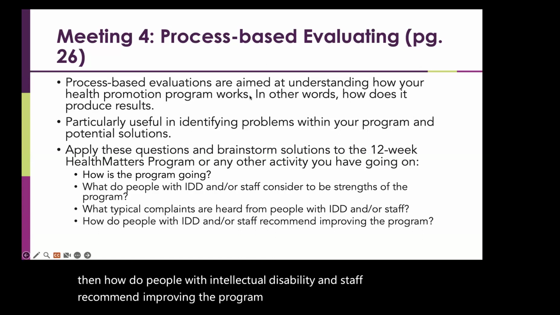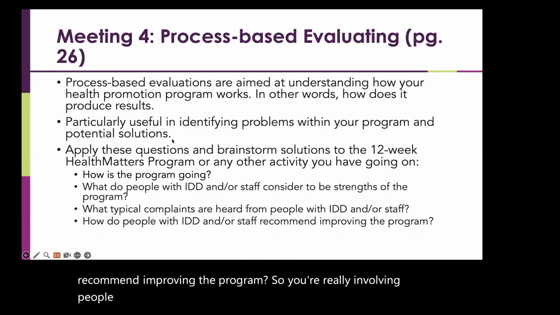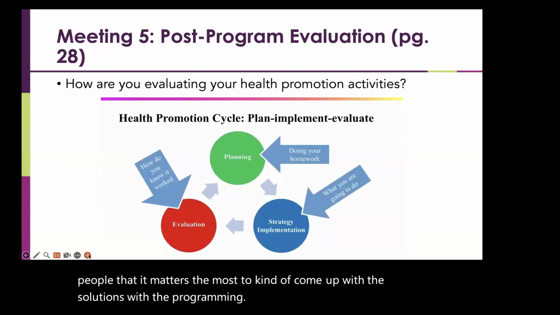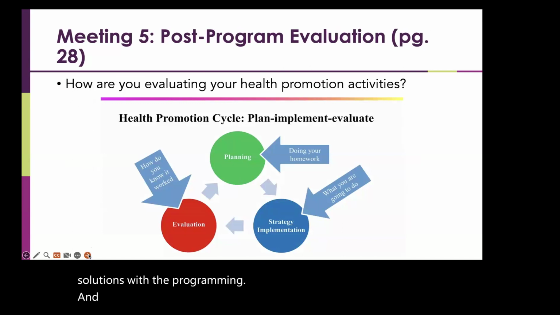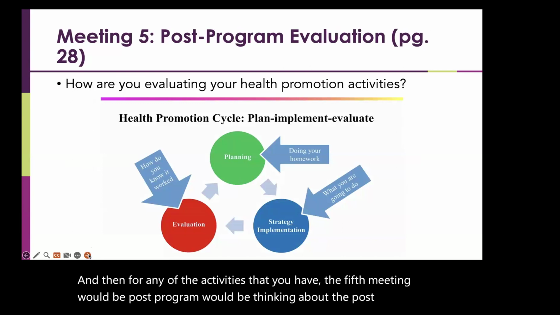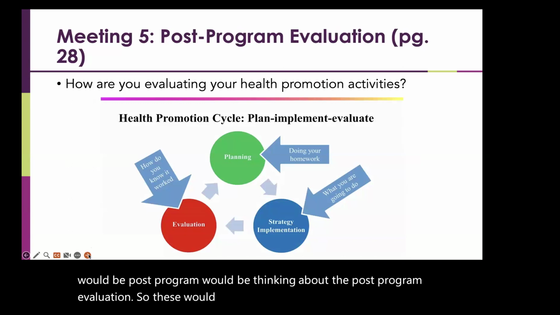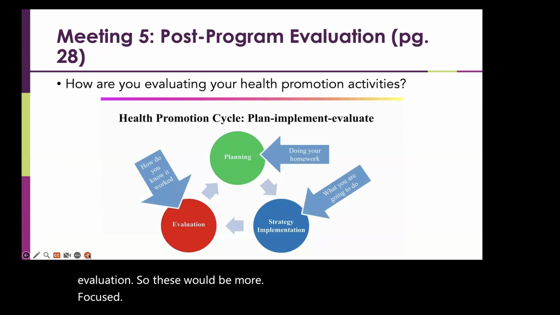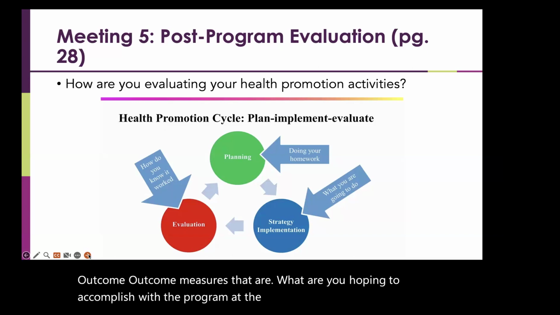So you're really involving the people it matters most to in coming up with solutions for the programming. And then for any of the activities that you have, the 5th meeting would be post-program, thinking about the post-program evaluation. So these would be more focused outcome measures: what are you hoping to accomplish with the program at the end of the program term?